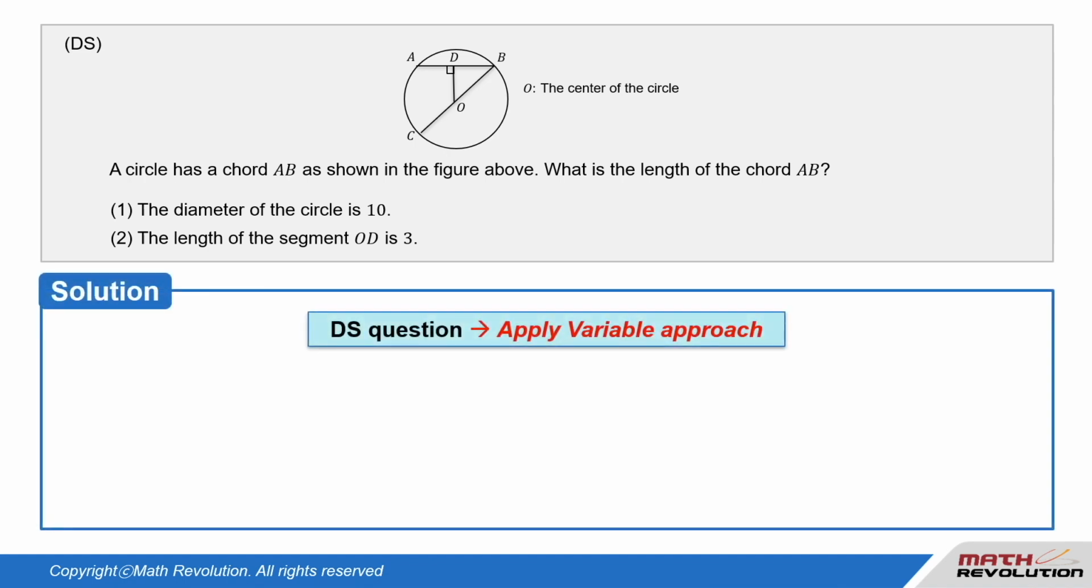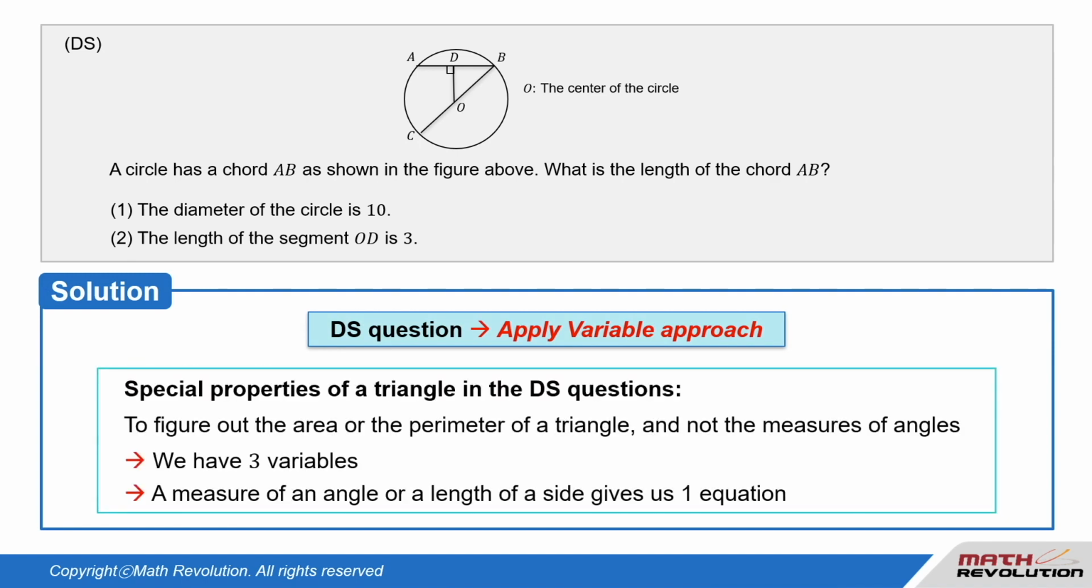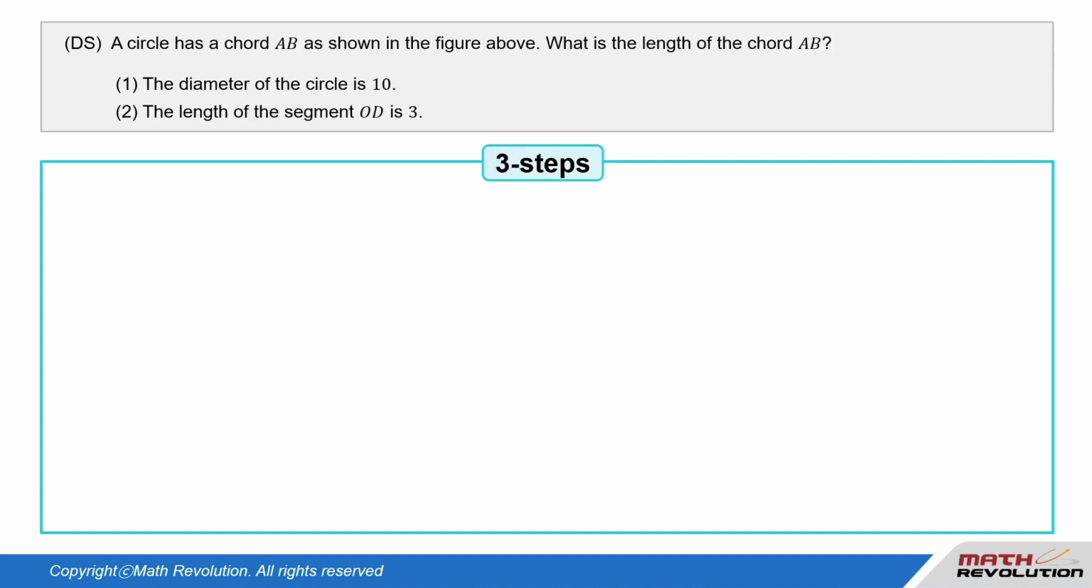Solution. Let's solve this DS question using the variable approach. Special properties of a triangle in the DS questions. If we need to figure out the area or the perimeter of a triangle and not the measures of angles, then we have three variables. A measure of an angle or a length of a side gives us one equation. Let's apply the three steps suggested previously.